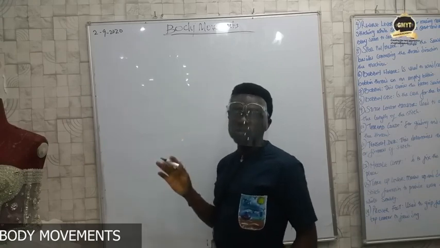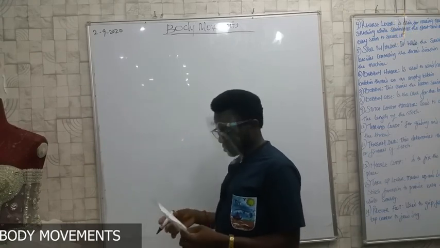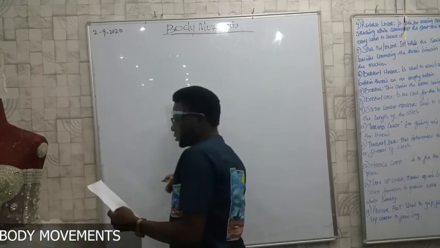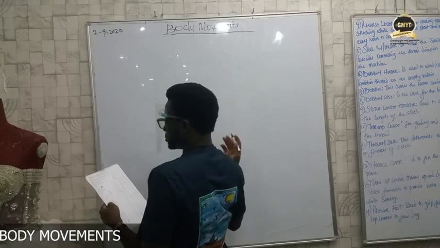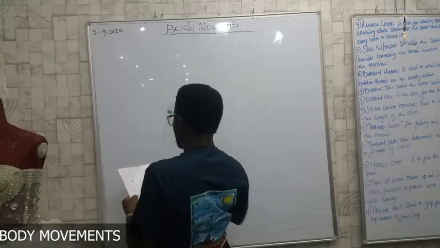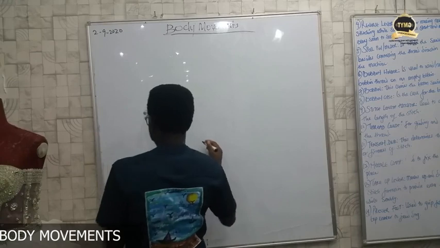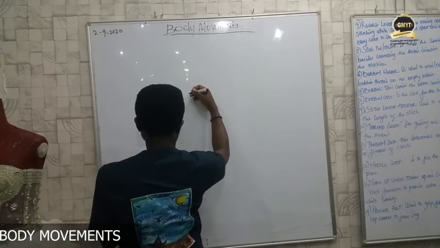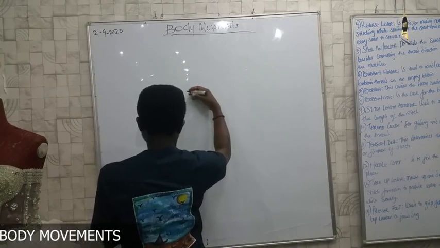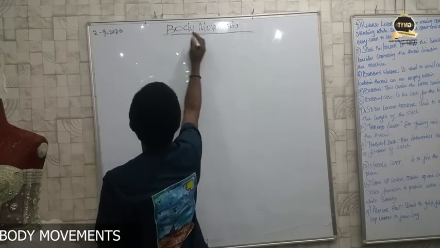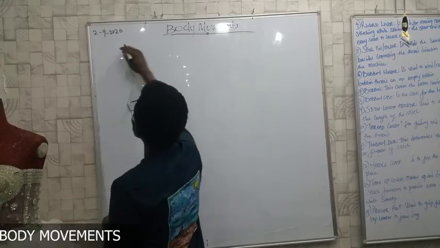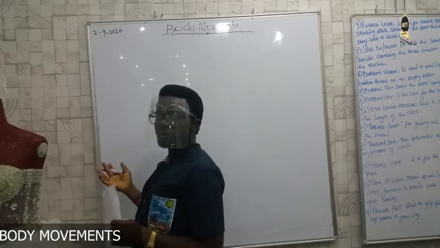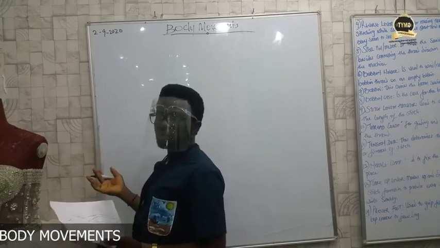So we are looking at body movements for today's class. It's still flat drawing. Now the first thing, we have different types of movements. Now we'll talk about body movement. This is the movement of the body, the hand movements, the leg movements.